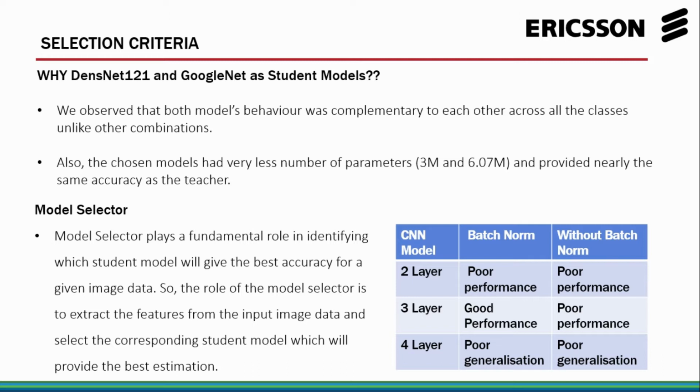It didn't work well, and a 3-layer CNN without batch norm didn't work well, but a 3-layer CNN with batch norm worked pretty well. But the moment we go to a 4-layer CNN without batch norm, it was overkill for the network, which is like learning unnecessary parameters, or it is overfitting, which is not generalizing well. So we fixed a 3-layer CNN.